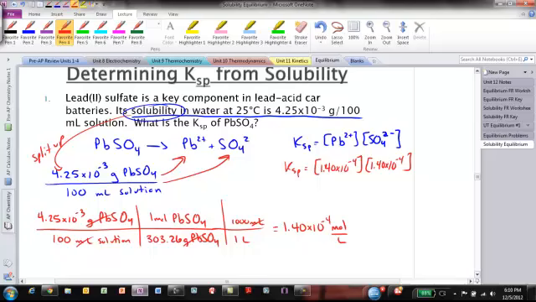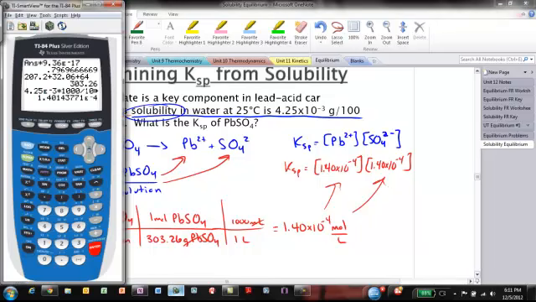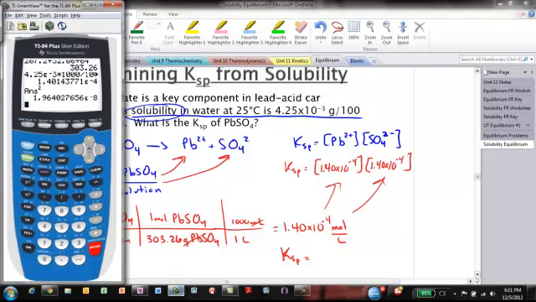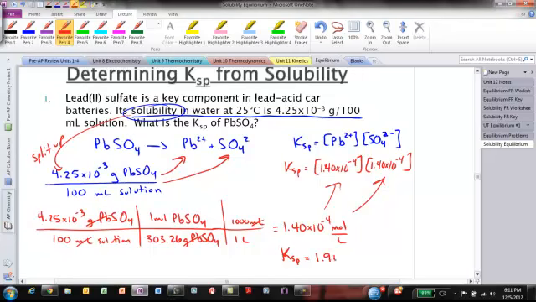Because for every 1 mole of lead sulfate, you're going to get 1 mole of lead 2 plus and 1 mole of SO4 2 negative. But it's only saying that much of the lead sulfate splits up, and then you just convert it to those two things. Then we get our answer by multiplying those two things together. And the Ksp is 1.96 times 10 to the negative 8.